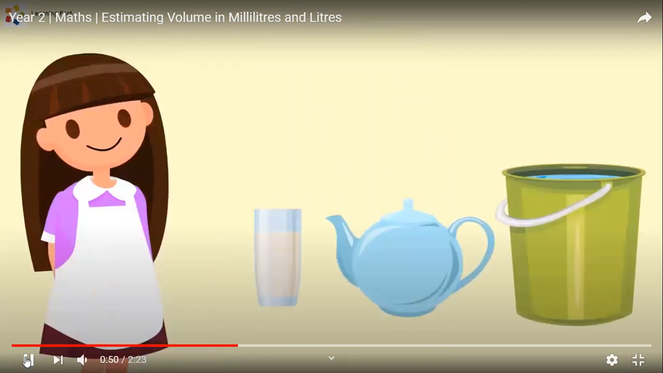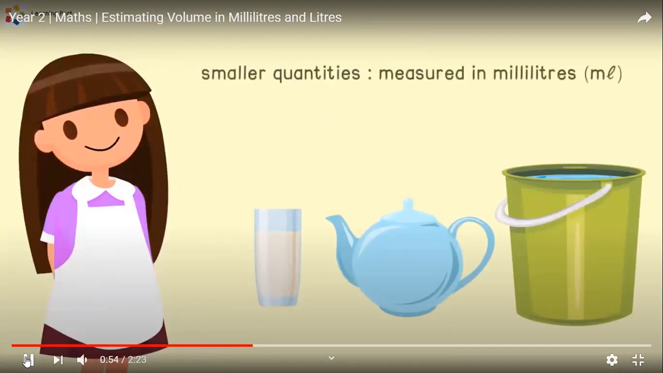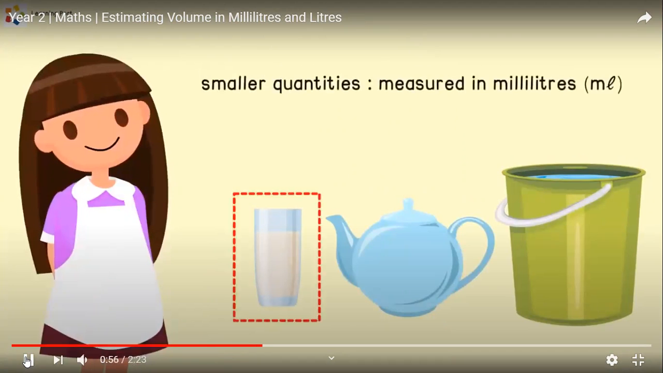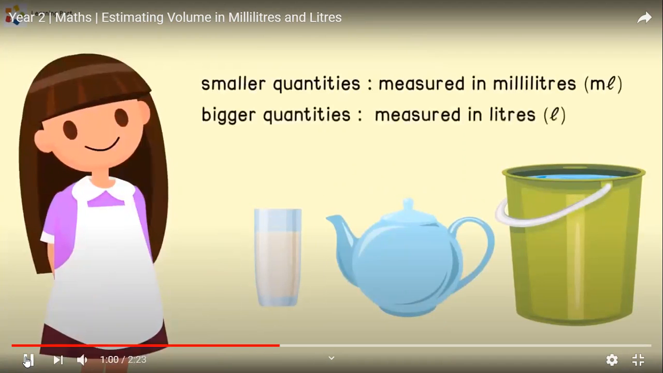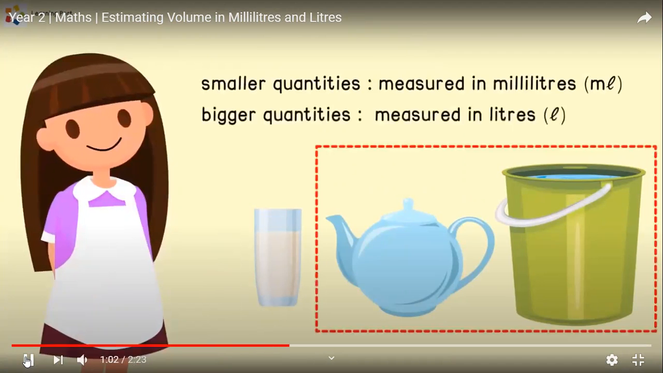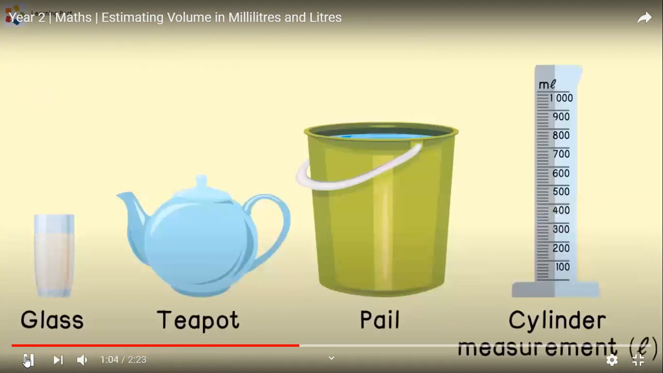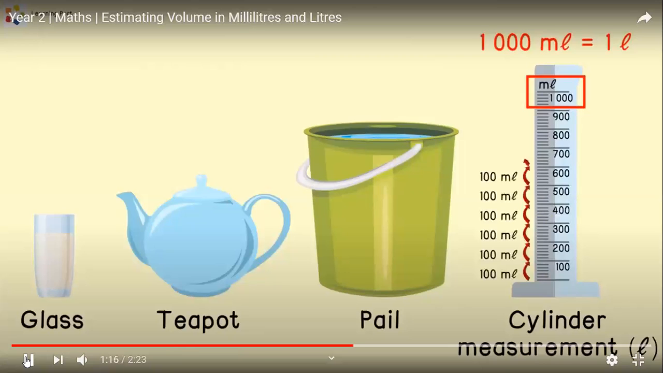Can you help her with this experiment? Just remember to measure smaller volumes of liquids in milliliters or ml, and bigger volumes of liquids in liters or L. First, take a glass, a teapot, a pail, and a measuring cylinder of 1 liter or 1,000 milliliters. Notice that each graduation of this cylinder is 100 milliliters.